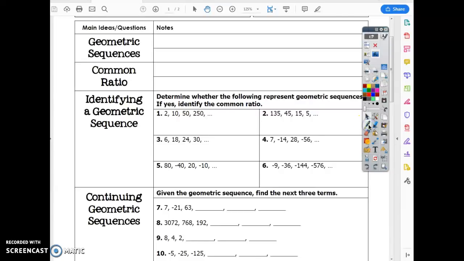Okay, today we're going to do geometric sequences. Geometric sequences, that's a sequence. Make sure that you're writing this down. Of numbers in which the ratio, which we're going to be using the letter R, remains constant.